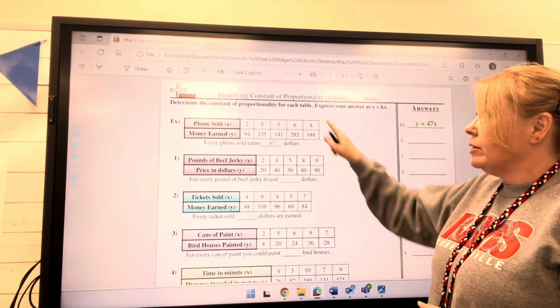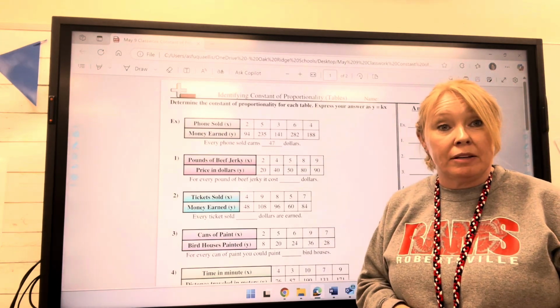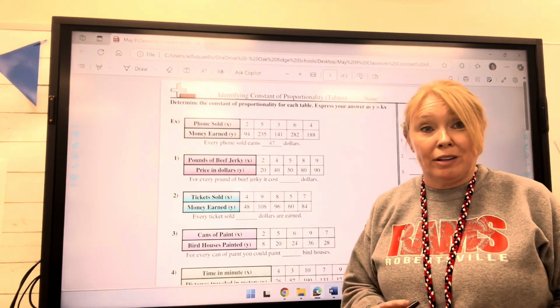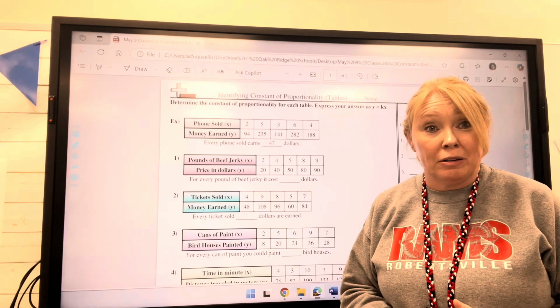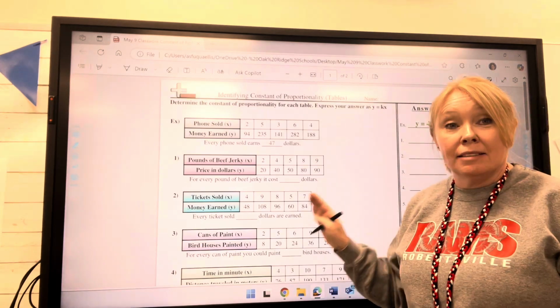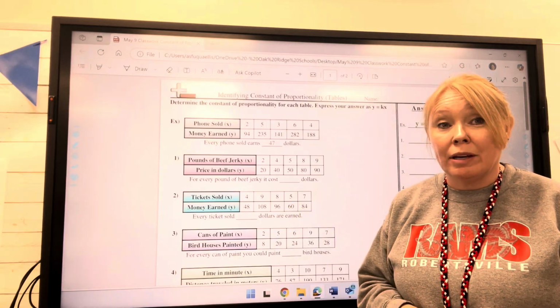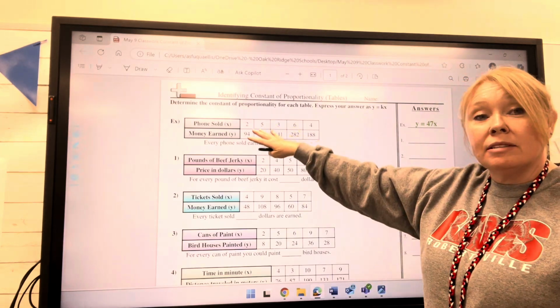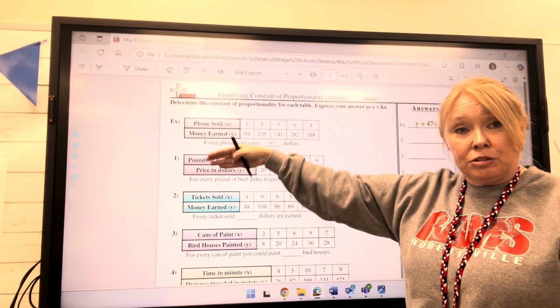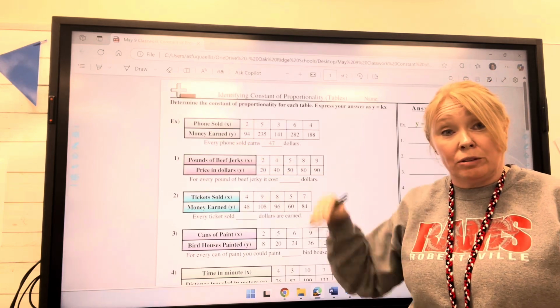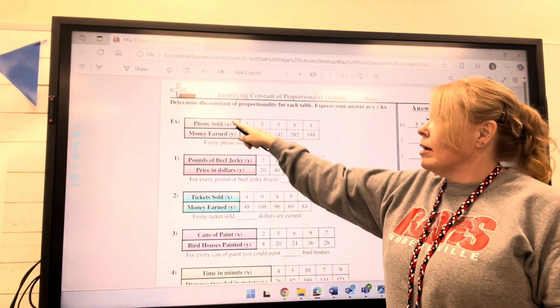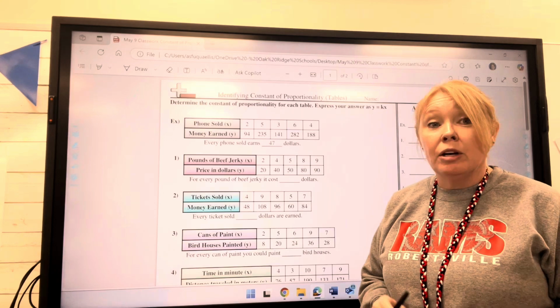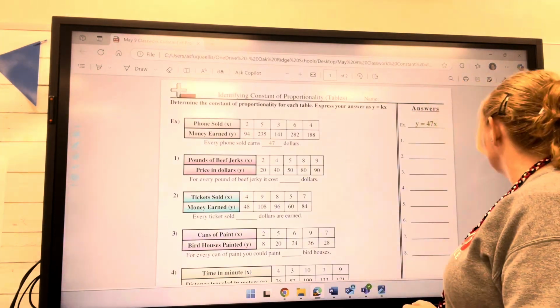So all you're doing here is identifying the constant of proportionality. First off, this is a no calculator activity, so don't go grab a calculator. And it's an independent activity, so you're not working with anybody else in class on this. So this is still a ratio table. It's just a ratio table that's going horizontal instead of vertical. It's labeled with your X and your Y, and remember, constant of proportionality.